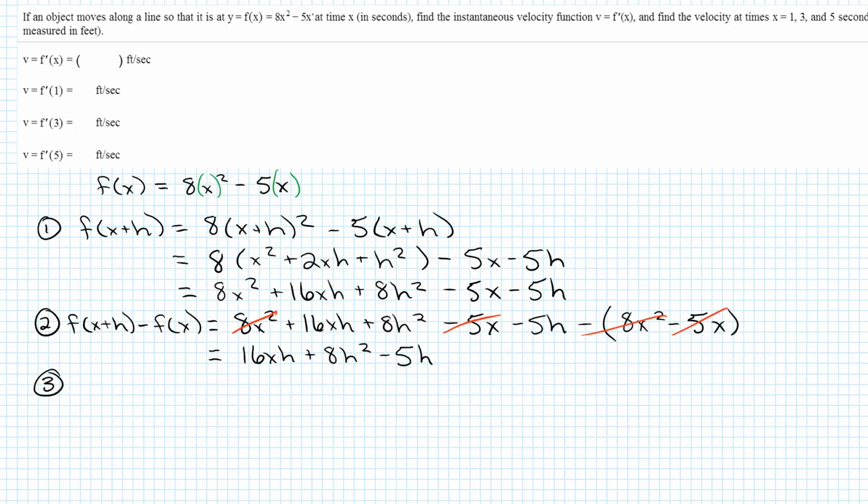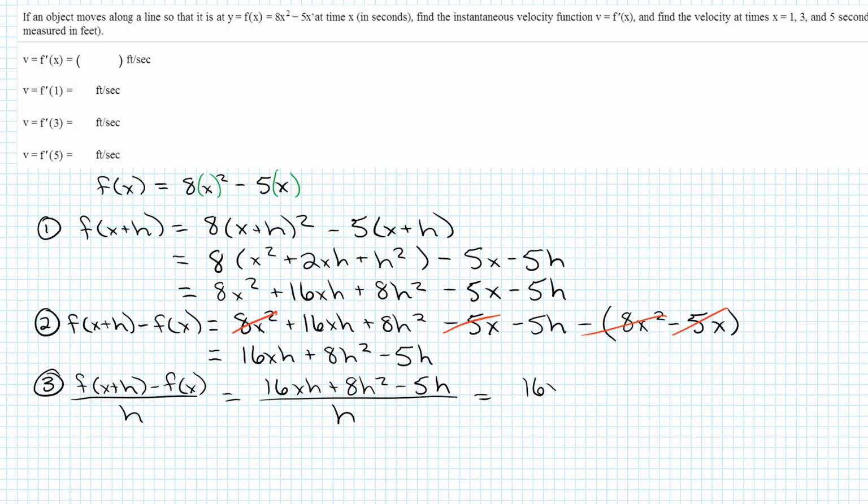Step 3 is to take the answer that I got in step 2, that f of x plus h minus f of x, and divide it by h. So when I do that, 16xh plus 8h squared minus 5h, I'm literally just copying the last step, and I divide by h. My h's are going to cancel all over the place. That's going to give me 16x plus 8h minus 5.